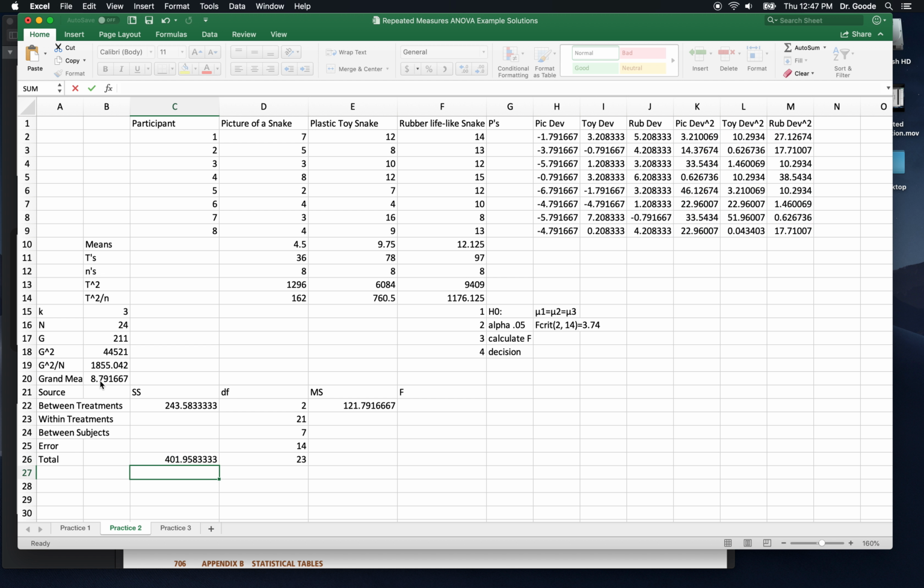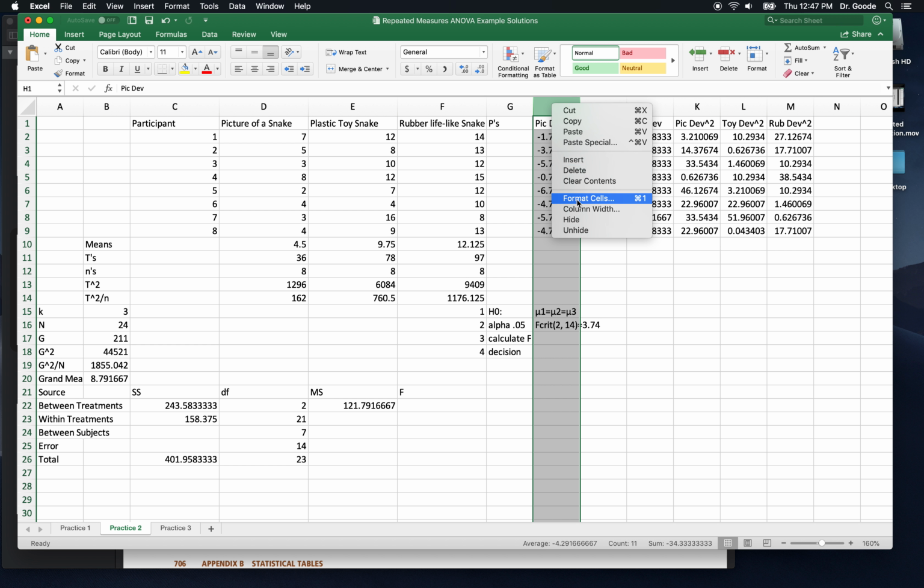All right, and we don't really do total mean square because we don't ever use that. But now that we've got between and total, we can get within by subtracting total minus between. And now we could get mean square within, but we're not going to use that either. We need to get between subjects sum of squares so that we can get error sum of squares by subtraction.